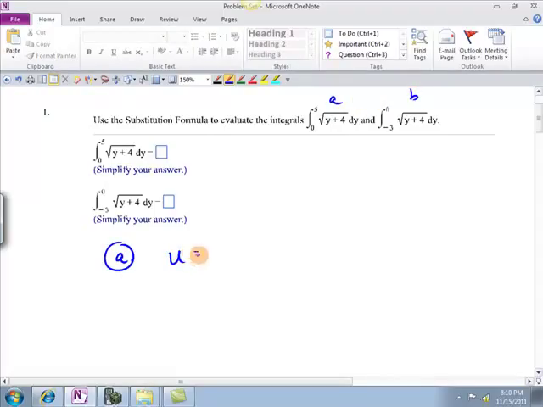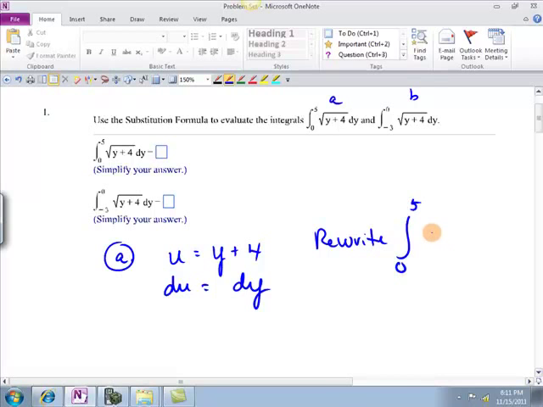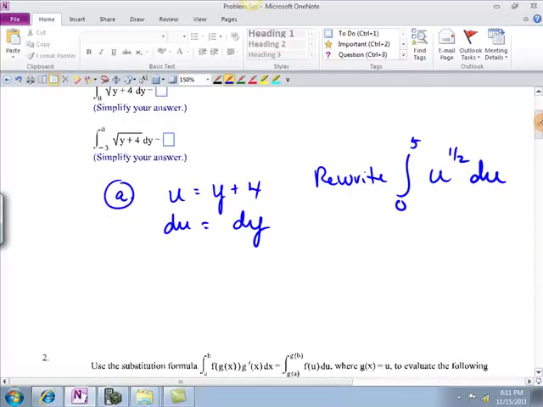Okay, what would u be? And do we need to do substitution? I mean, we can. We need to. Okay, what's du? 1 dy. So we'll just call it dy. All right, so then we rewrite it. Integral from 0 to 5 of what? All right, so what is the integral of u to the 1/2?